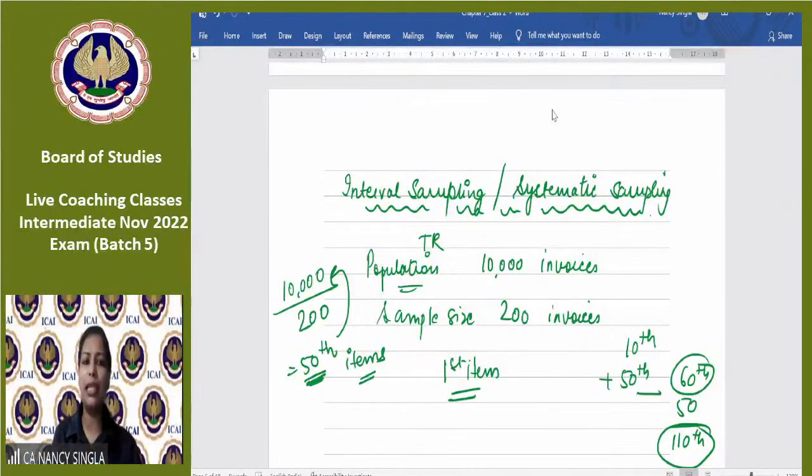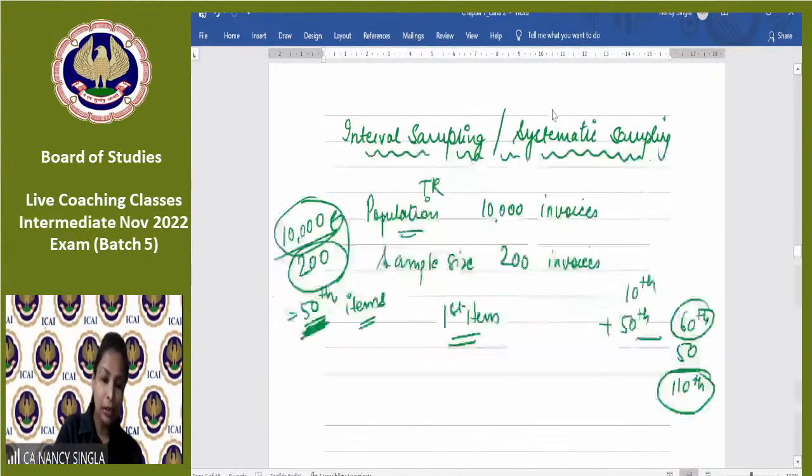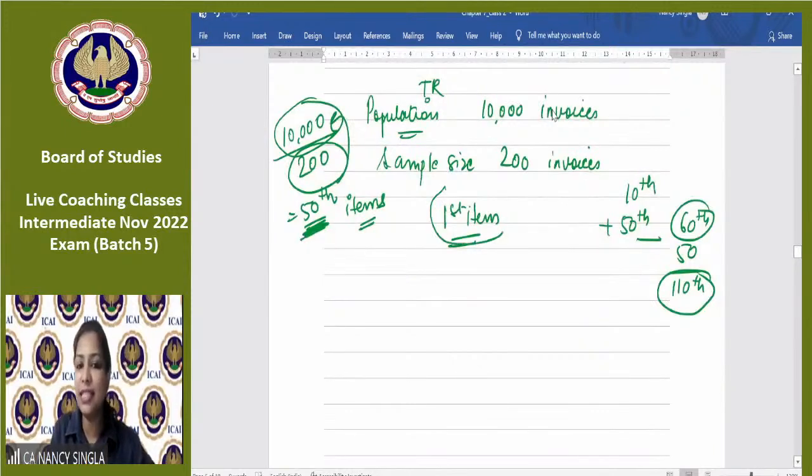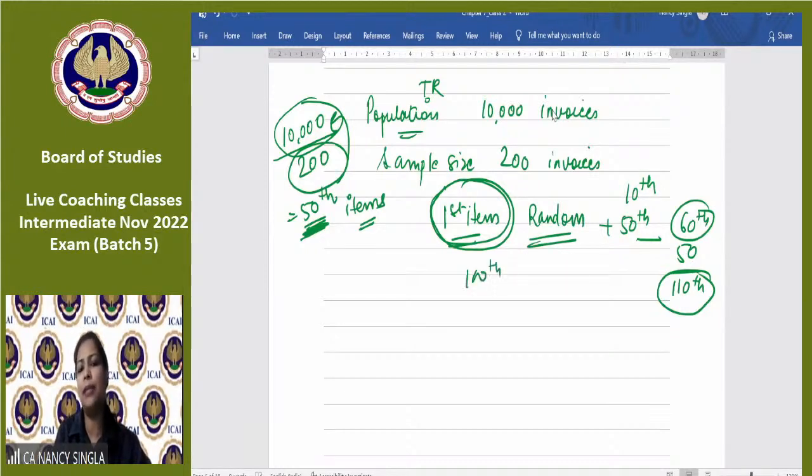How to calculate? Simple, how much is the population? 10,000. How much sample size is needed? 200. Divide it by 200, you will get your sampling interval. Now, whatever item comes on the 50th number is part of your sample. Clear? Is it clear? Okay. Now, I told you that the first item, the auditor may select on a random basis. On any random basis, you can start from anywhere, start after the 100th item. Then every 150th item, every 200th item, then 250th item. That way the sample will be decided.